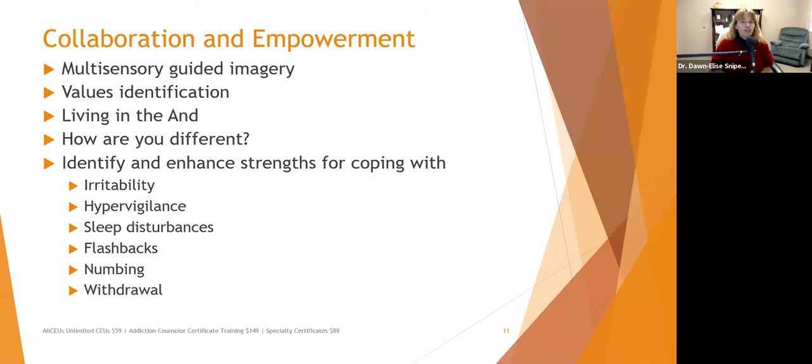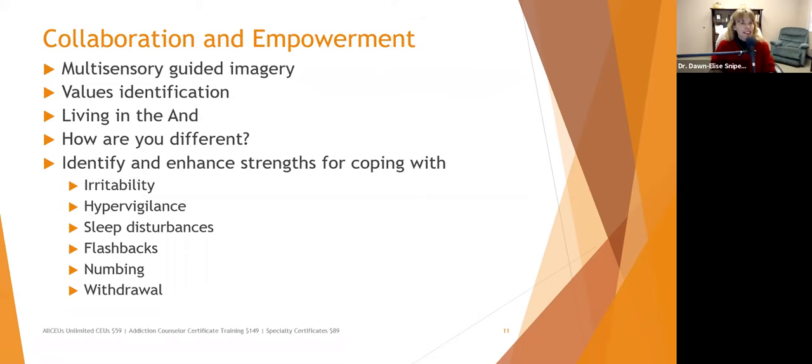Values identification: helping people recognize what is important in their life and empowering them to take steps towards that. And we talked a lot about that in acceptance and commitment therapy for trauma. We also talked a lot about living in the present, and this is very empowering.